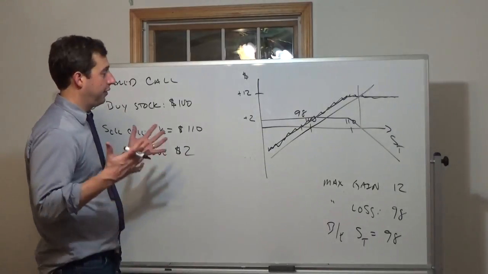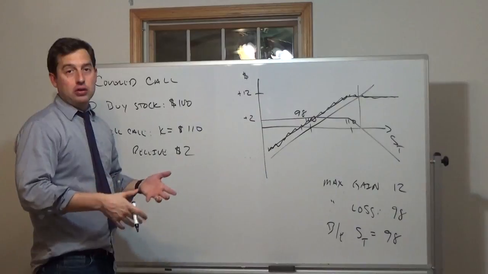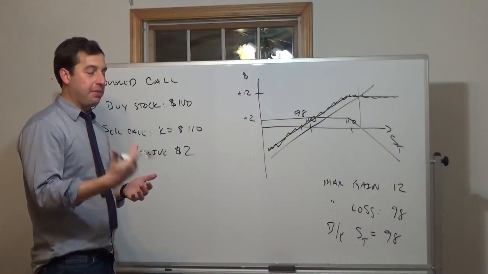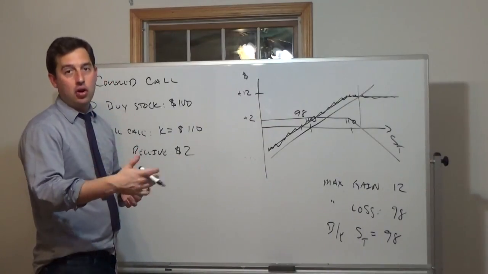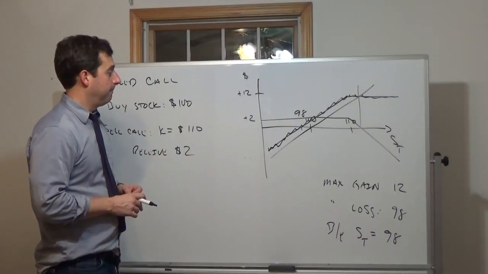Good. The next thing here is to put these two together into a collar. So a collar is going to be buying the stock, selling the call and buying the put. And I'll leave that for another lecture. Good.